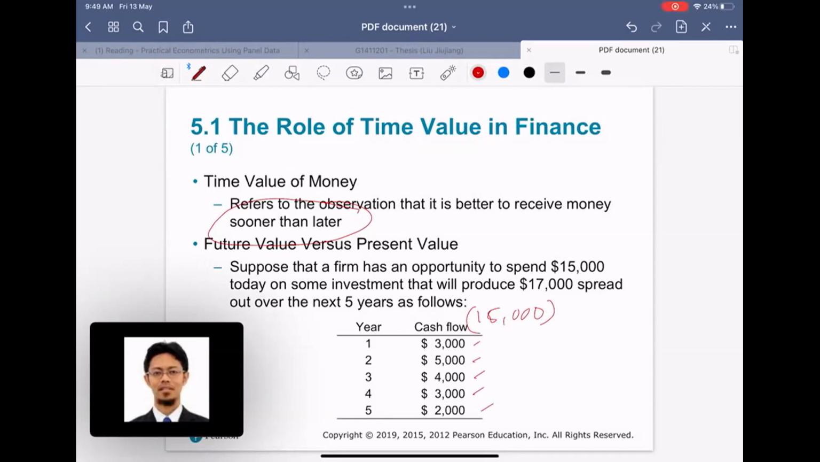I put 15,000. Brother, what's your name again? Hudaiba. Okay, Hudaiba. You put 15,000. Let's say you have a business, you put 15,000, and then in 5 years, this is your cash flow. You get this much cash.